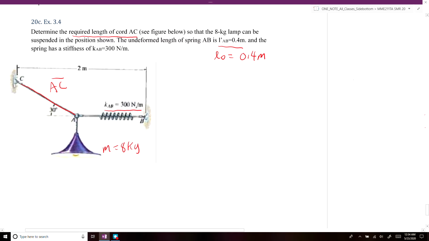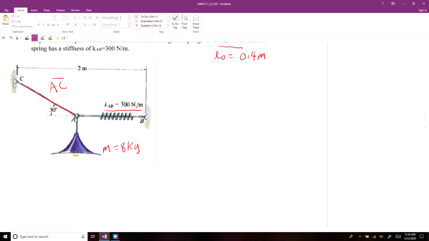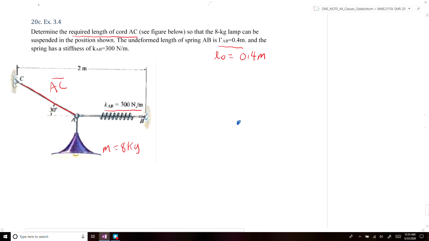And so the first thing we're going to do to help solve for the length from point A to point C is we're going to first draw our free body diagram. So on our free body diagram, we have our weight, which we know is going to be equal to mass times gravity. So we have 8 kilograms times 9.81 meters per second squared. That's equal to 78.48 newtons.